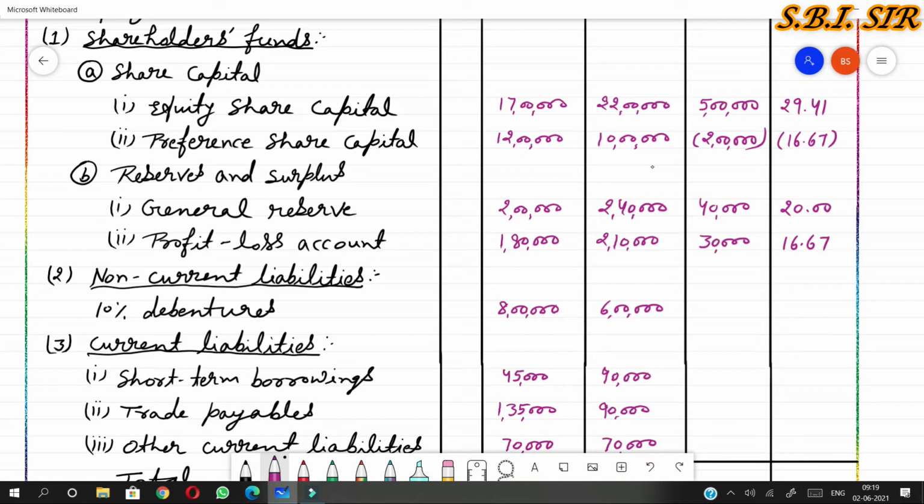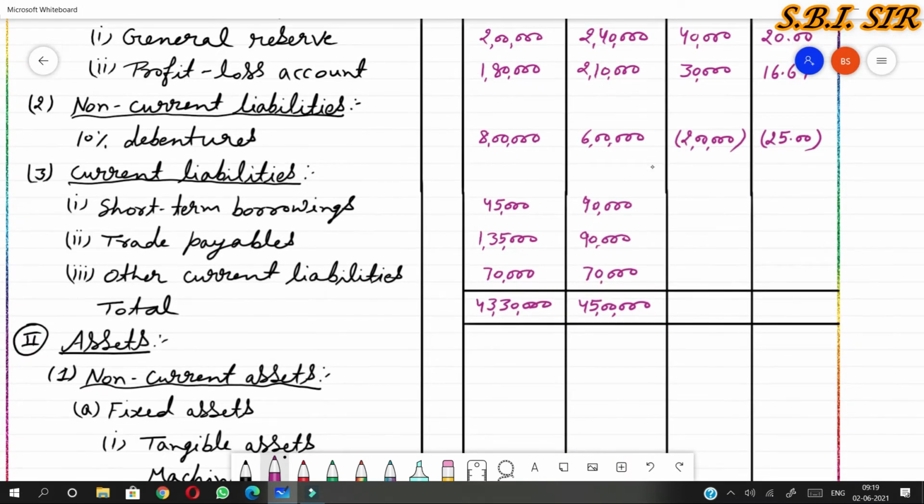Then in 10 percentage debentures there is a decrease. 6 lakh minus 8 lakh, we will get minus 2 lakh. 2 lakh divided by 8 lakh multiply by 100, we will get 25 percentage. Short term borrowings there is an increase. 90,000 minus 45,000, we will get 45,000. 45,000 divided by 45,000 multiply by 100, percentage 100.